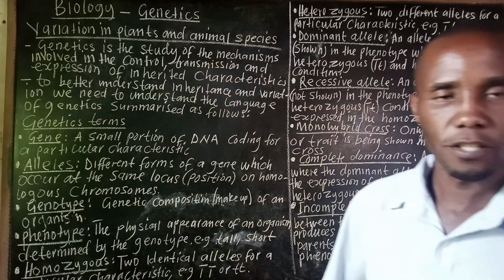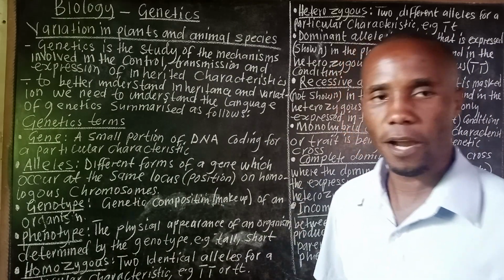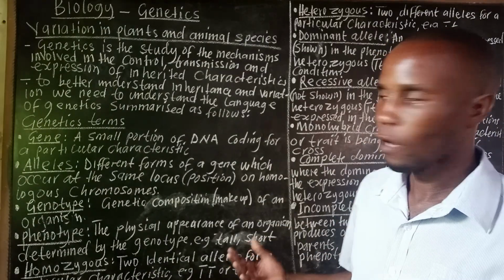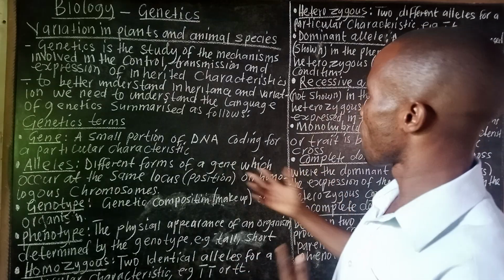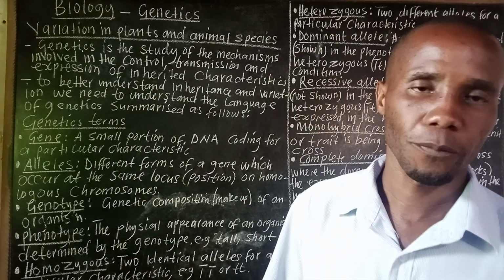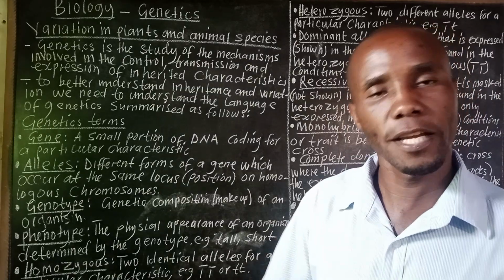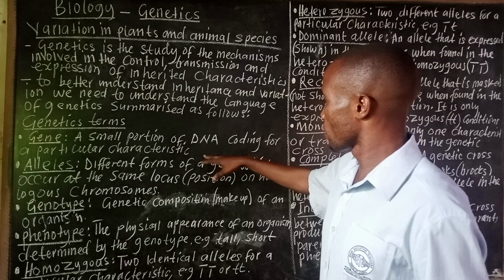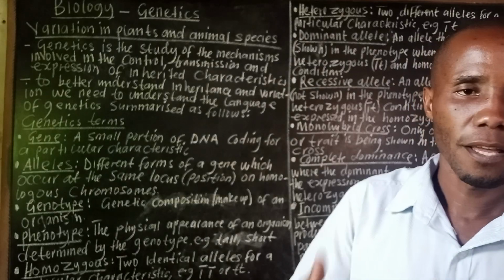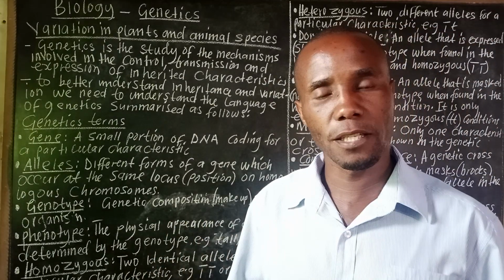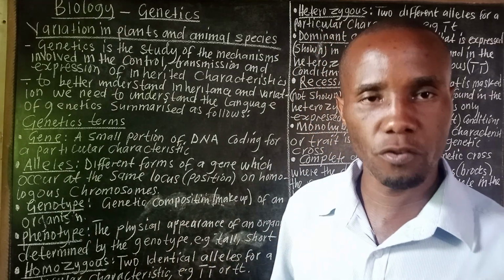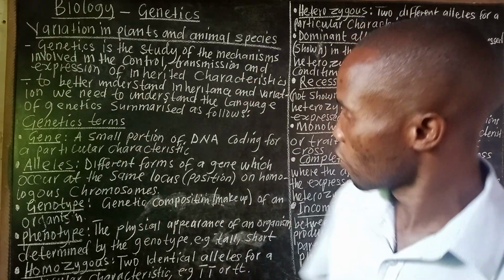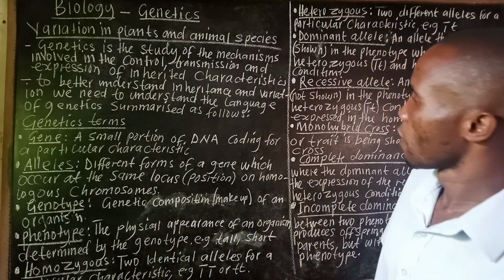The first one is gene. In fact, the word genetics itself comes from the word gene. A small portion of DNA coding for a particular characteristic is called a gene. Just a small portion of DNA coding for a particular characteristic. If you have been following me, when we were looking at cell division, DNA, deoxyribonucleic acid, works in collaboration with chromosomes.